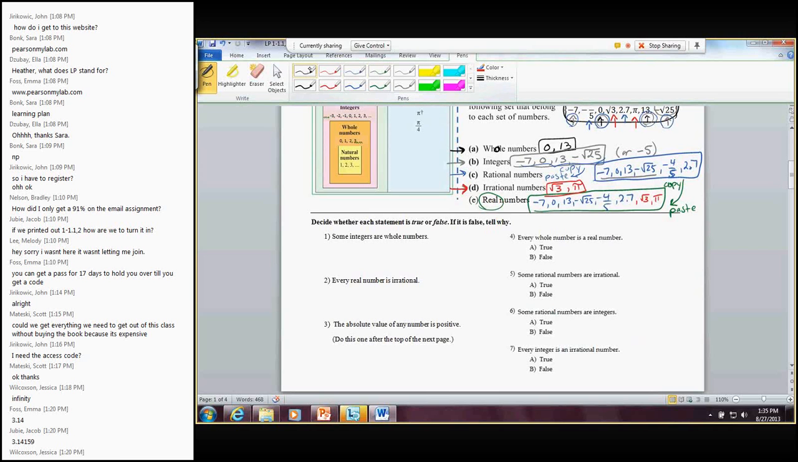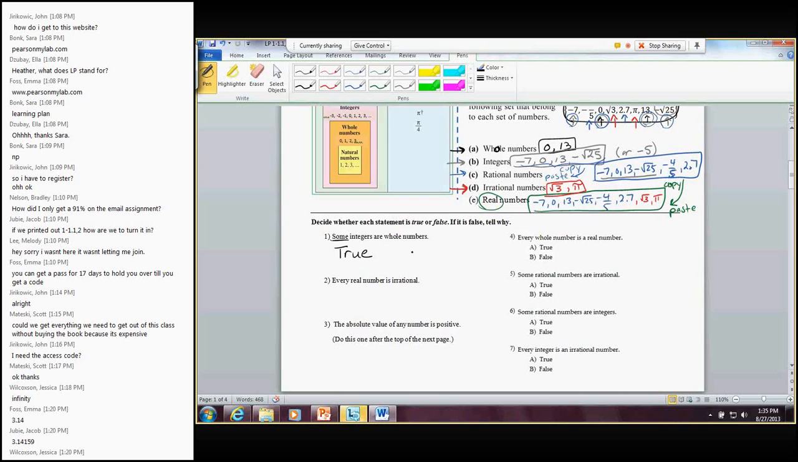But think about this. Are some integers whole numbers? Okay? Good. An integer. 0 is an integer and it's a whole number. 54 is an integer and it's a whole number. Some of them are whole numbers. Not all of the integers, but just some of them. The negative ones would not be whole.